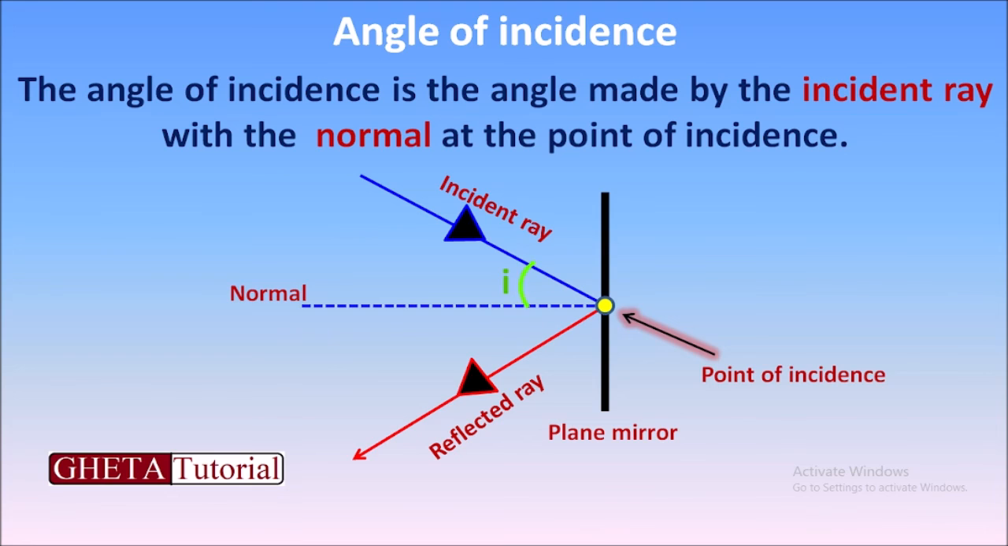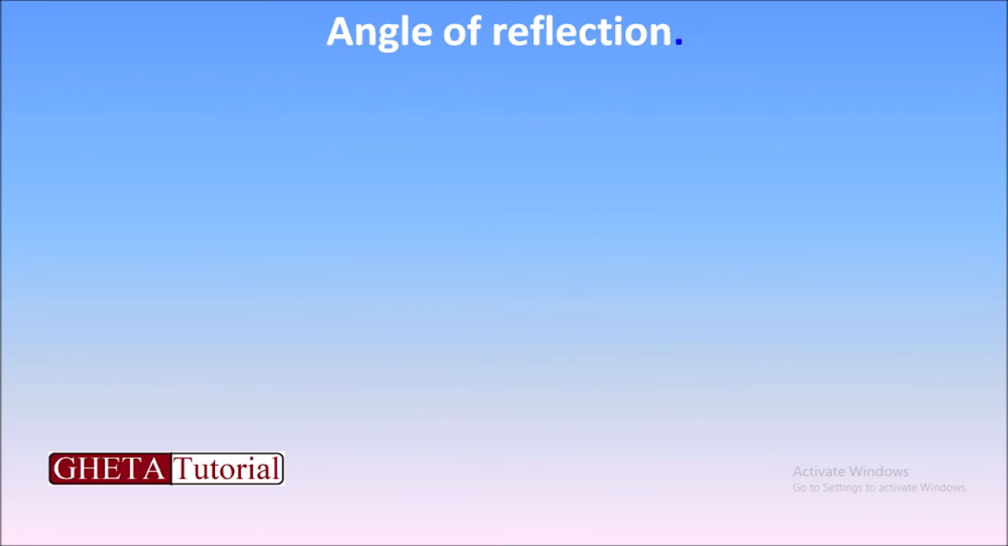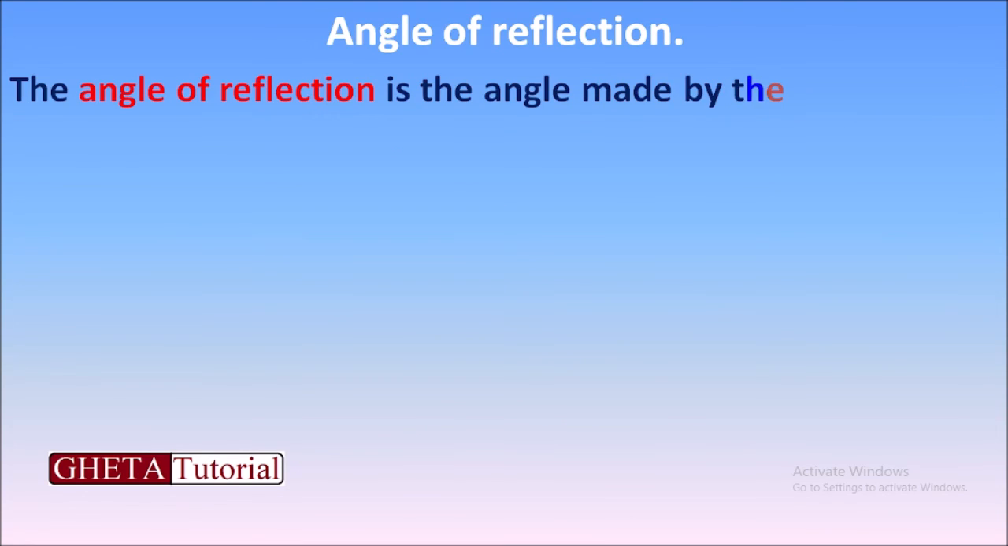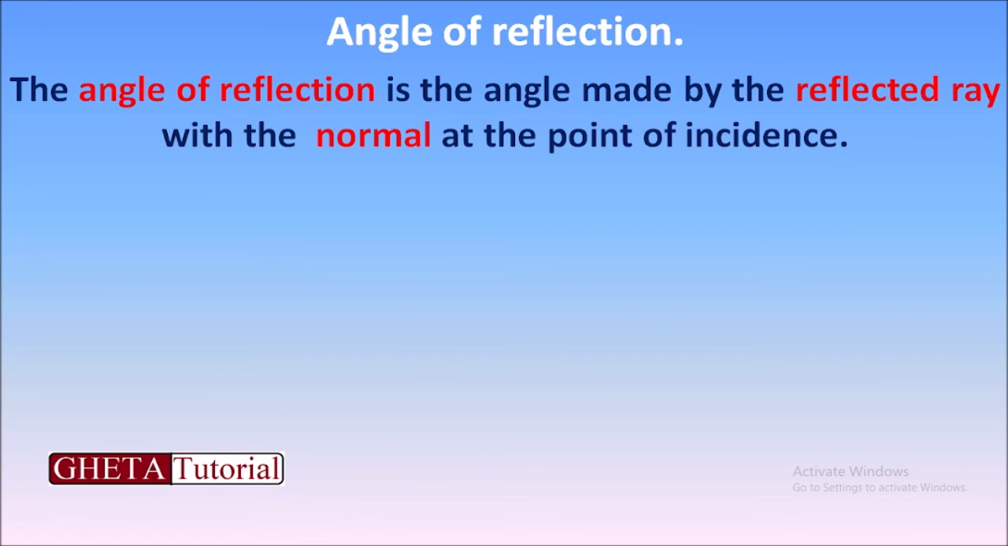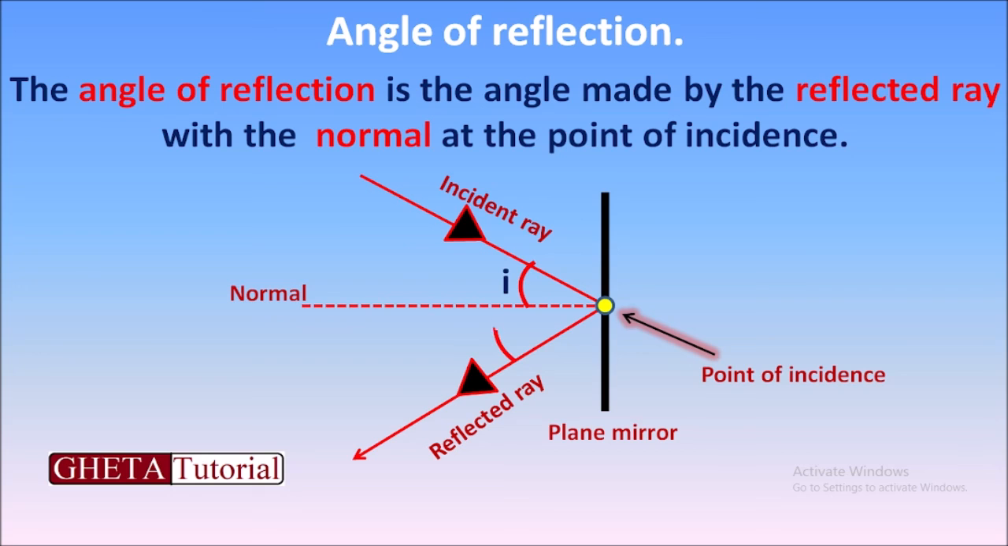So what is angle of reflection? The angle of reflection is the angle made by the reflected ray with the normal at the point of incidence. From the figure we can see that the angle between the reflected ray and the normal is called the angle of reflection. It is denoted by small r.